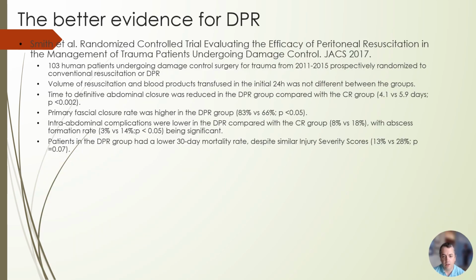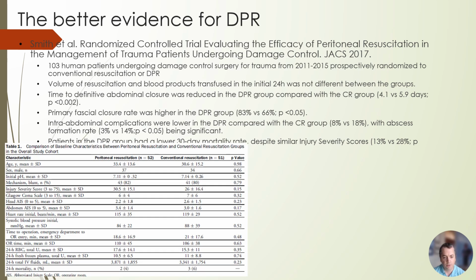They also looked at it for trauma, in 103 human patients undergoing damage control surgery for trauma. They did not have significantly different volume administered to them. However, the time to abdominal closure was again reduced in the DPR group compared to conventional resuscitation, with lower rates of intra-abdominal complications, specifically lower abscess formation, and patients in the DPR group had a lower 30-day mortality rate despite similar injury severity scores.